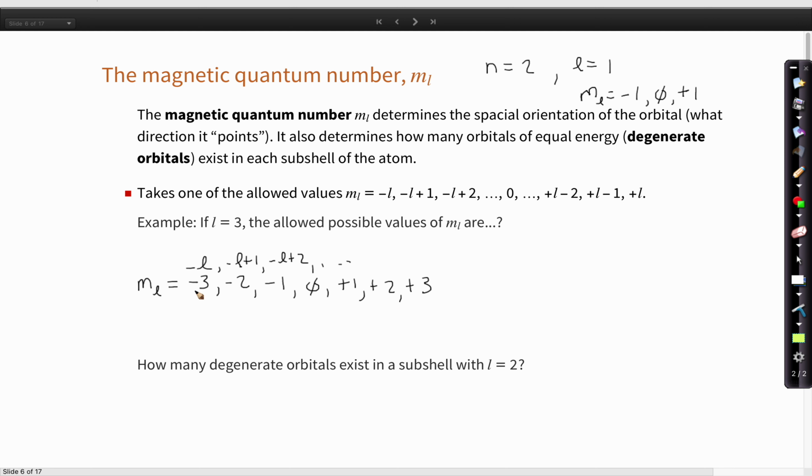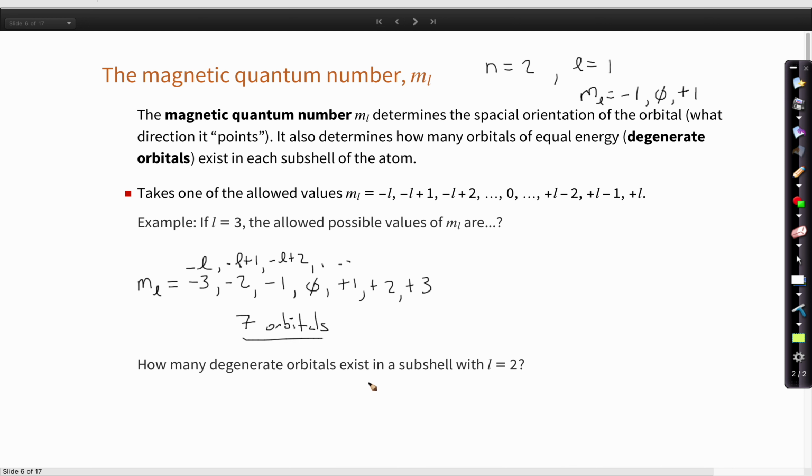Now, all you have to do then is count these numbers, and that will tell you how many orbitals there are in that subshell. So there's 1, 2, 3, 4, 5, 6, 7. So there are 7 orbitals in this subshell, and you'll see exactly how all this works in a minute. So if you're confused right now, don't worry about it. We're going to work a bunch of examples, and you'll see how all this works very shortly.